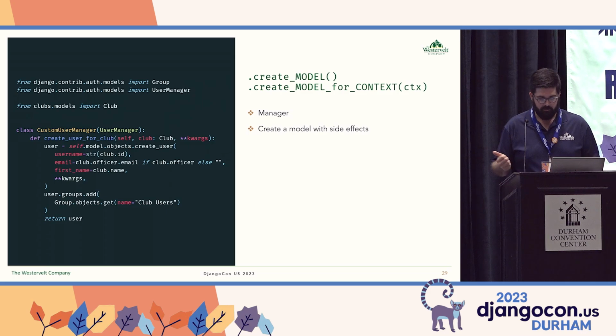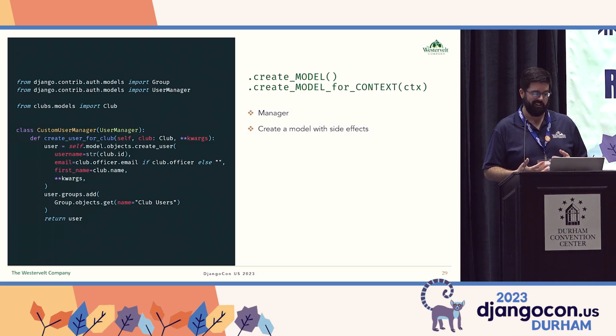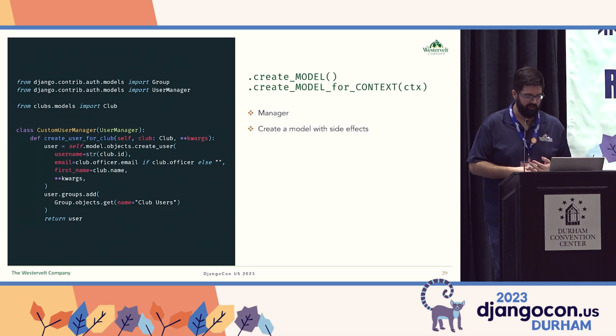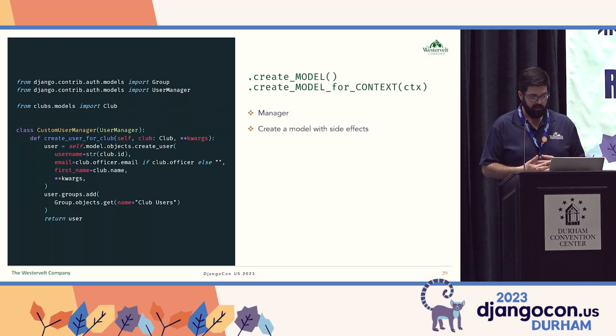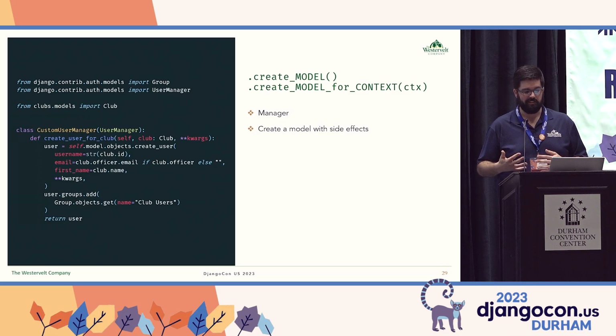All right, create_model and create_model_for_context are the only ones I'm mentioning that are only manager methods, meaning they're not really designed to be chainable. I like to think of these methods as creation with side effects, when you need to create a model a certain way or with certain things always attached.